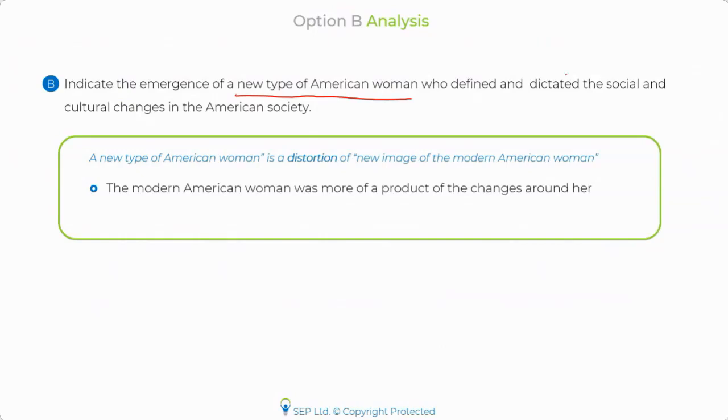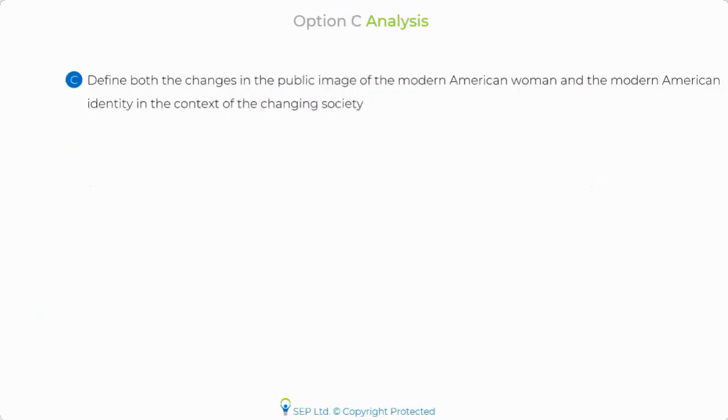All right. She did not dictate the social changes, guys. She was a product of the social changes. So a lot of you may not have paid attention to that second portion. C: define both the changes in the public image of modern American woman, and the modern American identity. So two things. It is defining the changes and it is defining the modern American identity.